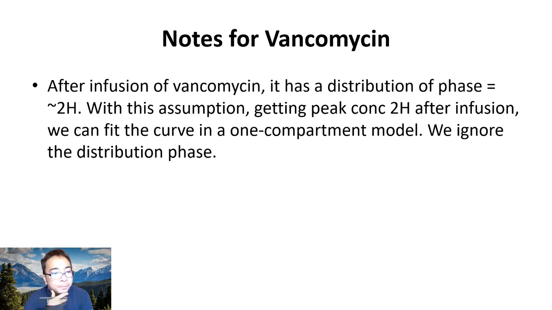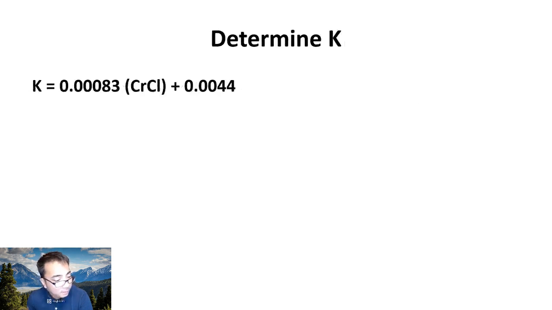Okay? So, some notes lang, class. After infusion of vancomycin, it has a distribution phase of 2 hours. With this assumption, getting the peak concentration 2 hours after the infusion, we can fit the curve in a one-compartment model. Yun sinasabi ko kanina. Okay, na kaya after 2 hours after the infusion pa tayo kumukuha ng peak plasma concentration niya, so that we can ignore the distribution phase. So first, to determine the K.